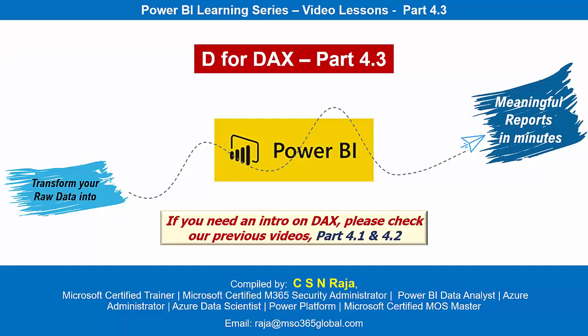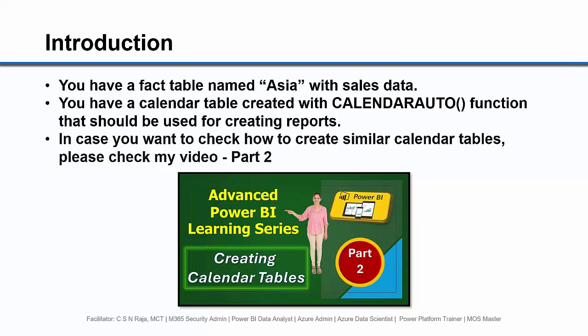So this video is part 4.3 of the D for DAX series. If you need an intro on DAX, please check our previous videos on this subject, part 4.1 and 4.2. In this demonstration, we are going to speak about a fact table named Asia, which contains some sales data. You have a calendar table created with a CALENDARAUTO function that should be used for creating reports. In case you want to check how to create similar calendar tables, please check my video part 2.